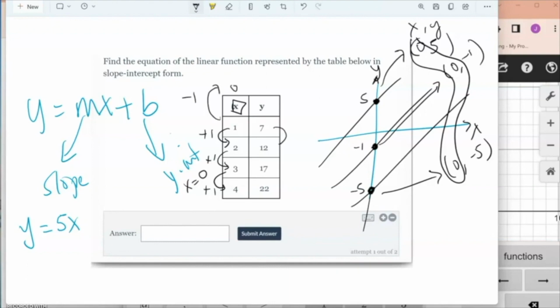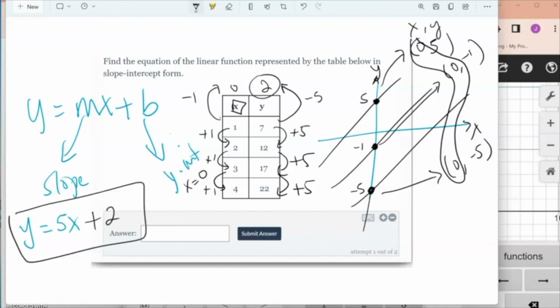So each time, what am I doing here? To get from 7 to 12, I am adding 5. From 12 to 17, I am adding 5. Right? I'm adding 5 each time. So if I want to go backwards, I'm going to subtract 5. If I only need to go back one more time, I'm going to subtract 5 from 7, which is going to give me 2. So my y-intercept is equal to 2. So that's 5x plus 2 would be what my answer is.